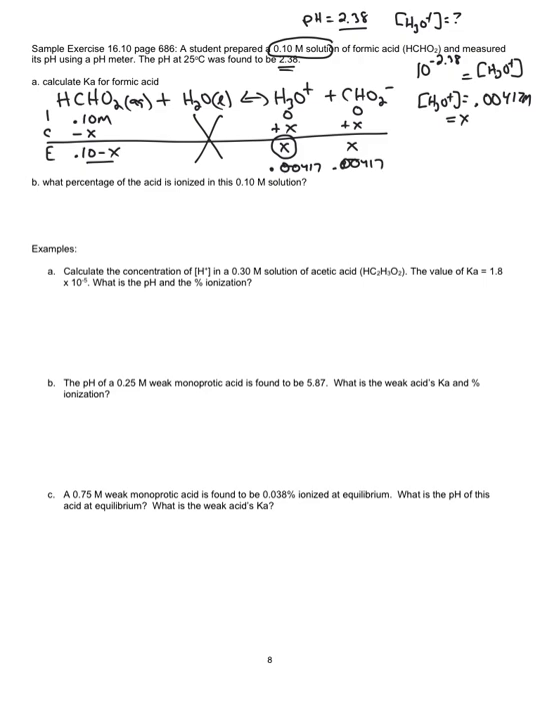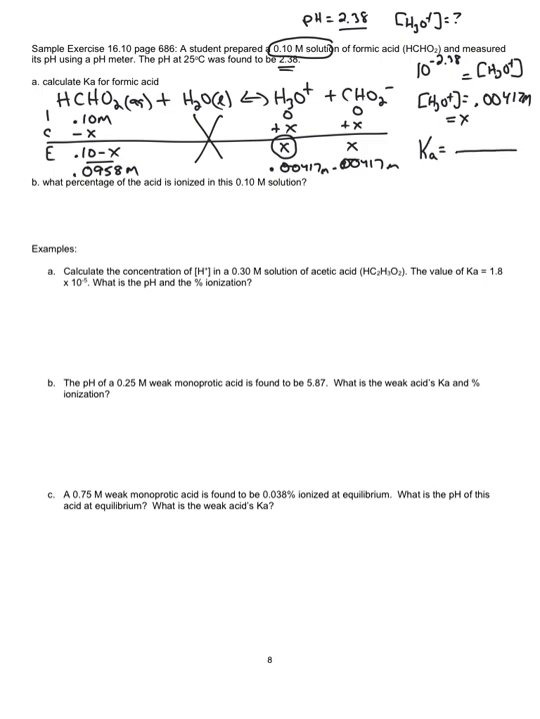And this guy will be 0.1 minus 0.00417, which gives me a value of 0.0958. So now I know the concentration of all the substances once equilibrium is achieved, right? And now because of that, I can now calculate the Ka.